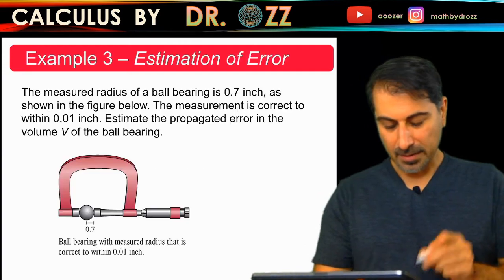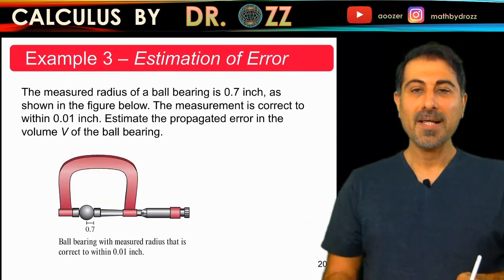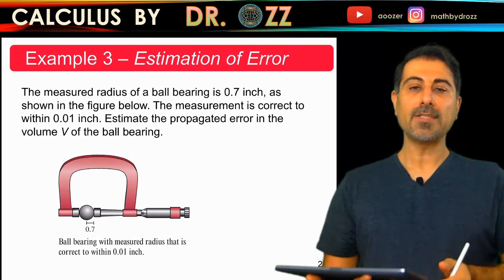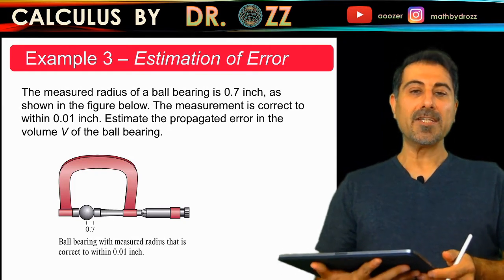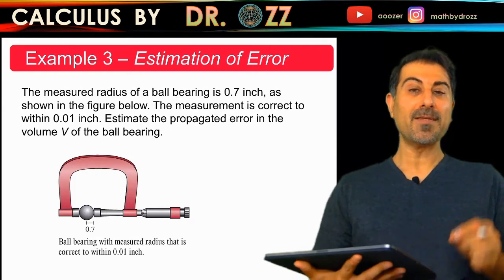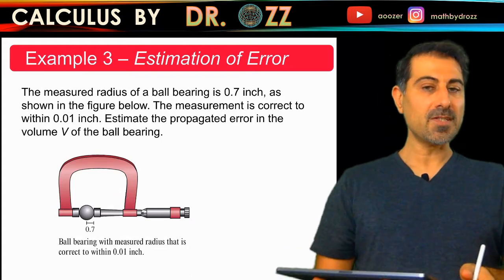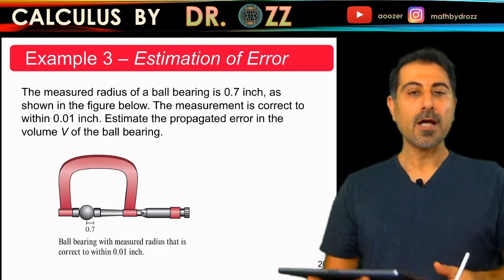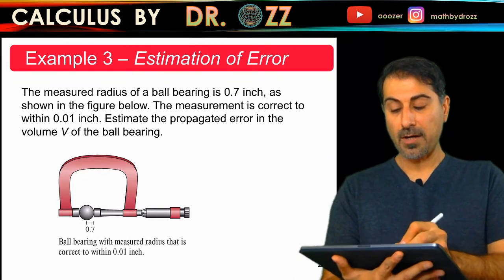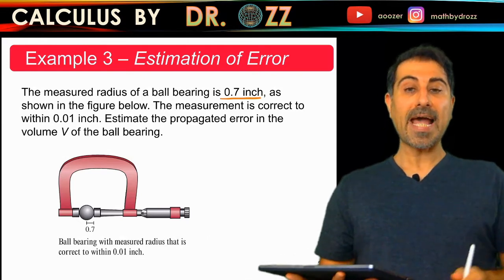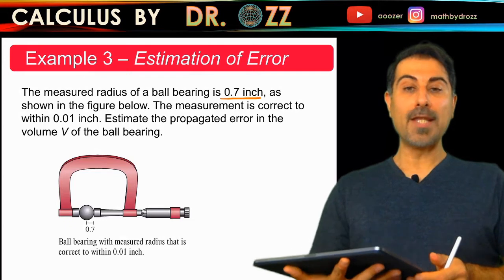In fact, I'm going to first start with an example here just to see where we're coming from. Let's say the measured radius of a ball bearing is 0.7 inch, and the measurement is correct within 0.01 inch. Obviously every tool that we use for measurements has some kind of error in measurement. So the measured quantity is 0.7, accurate up to plus or minus 0.01 inch.